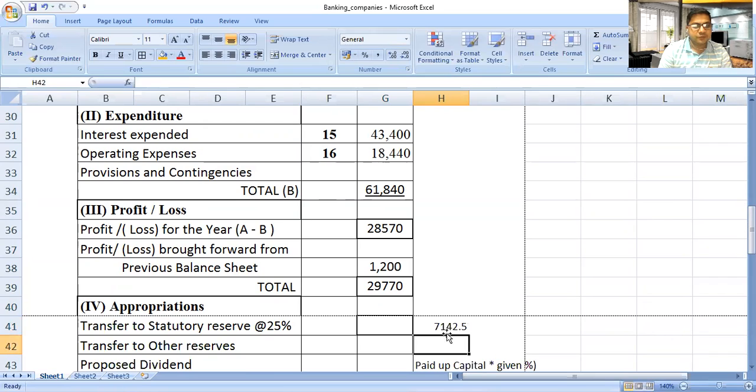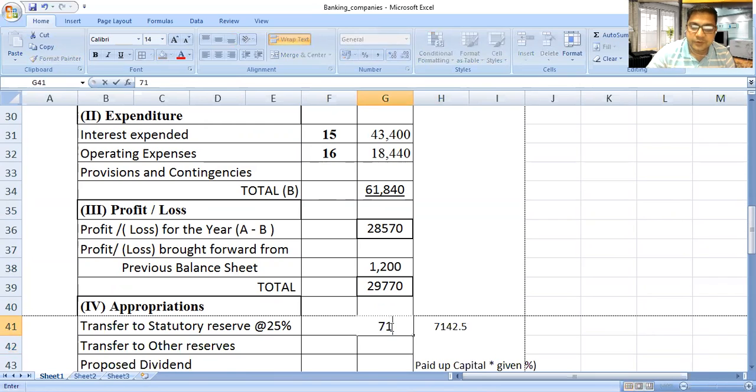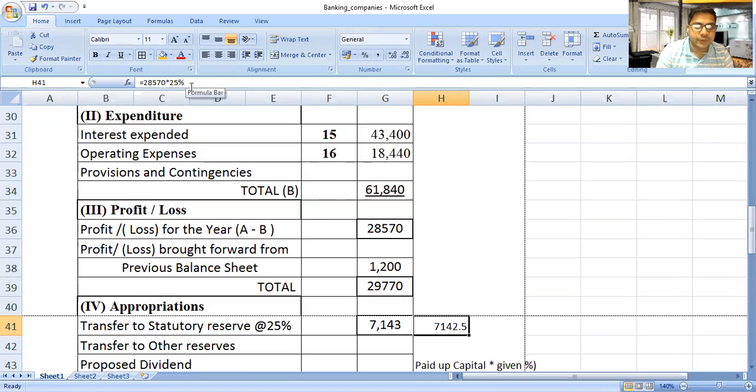Now the value is 7142.5. We have to round this particular value to 7,143. I hope you understood. Here what we have to do: on the current year profit, we find out the 25% value, that is 7,143, and it is transferred to statutory reserve.